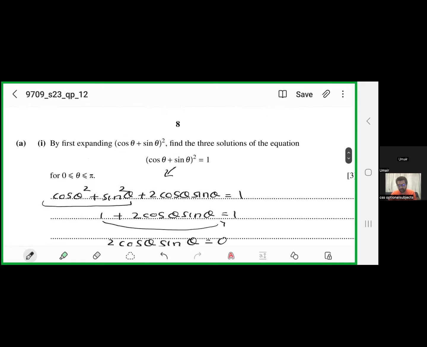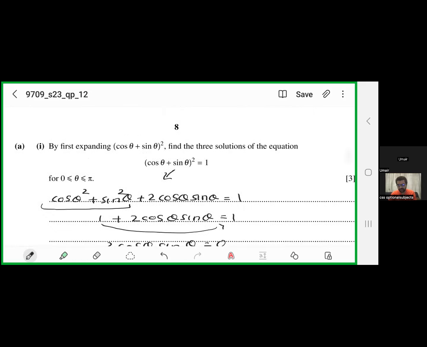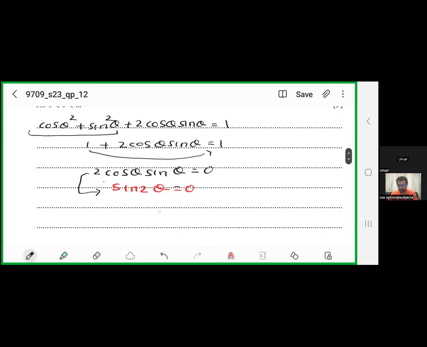Whenever you have to solve a trigonometric equation, try to convert that trigonometric equation into a single trigonometric function. This is a formula: sin 2 theta is 2 sin theta cos theta. So from here, we can find the value. Sin 2 theta is equal to 0. So 2 theta is equal to sine inverse 0.